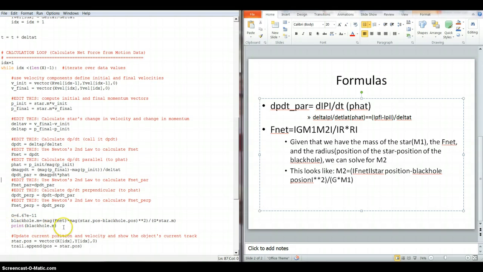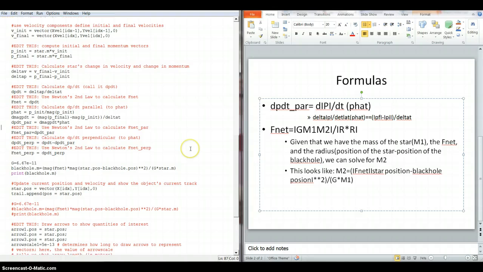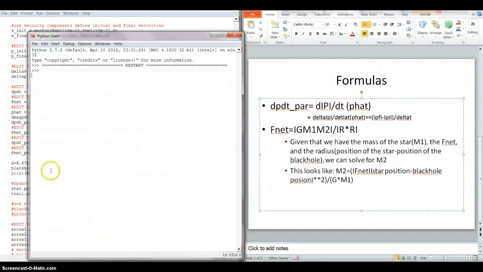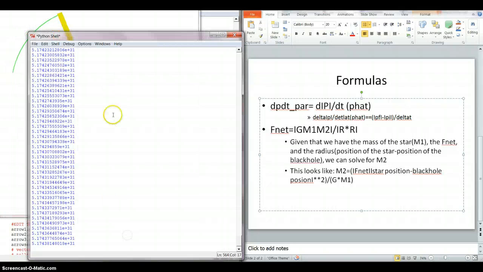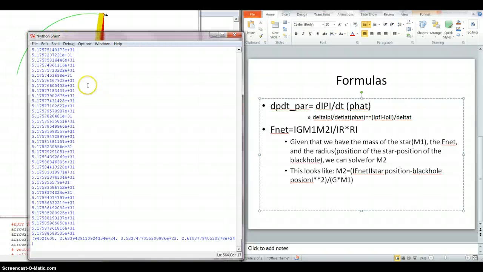Here we have to print the mass of the black hole. If I had done this after the loop, such as where it's hashtagged here, then it only would have printed out one value. But now, as you can see, the program will run and the value of the mass shows up here, which is fairly constant the whole way, and gives us a value of 5.18 times 10 to the 31st.